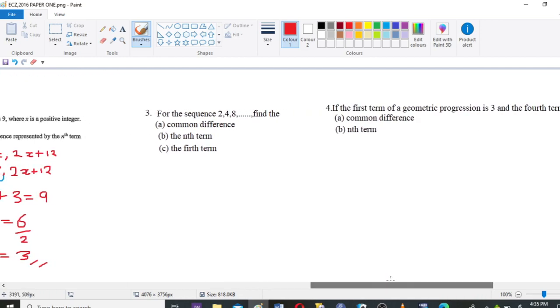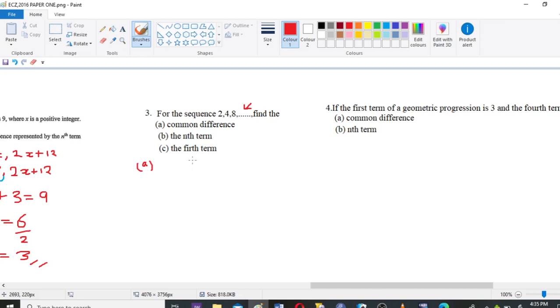We have the third question here. Okay, so it says for the sequence 2, 4, 8, find the common difference. So the first thing you have to do is to identify what type of sequence it is. Is it AP or GP? How do you do that? It's by way of finding the common difference, right? So let's assume this is arithmetic. Is it going to satisfy the condition?